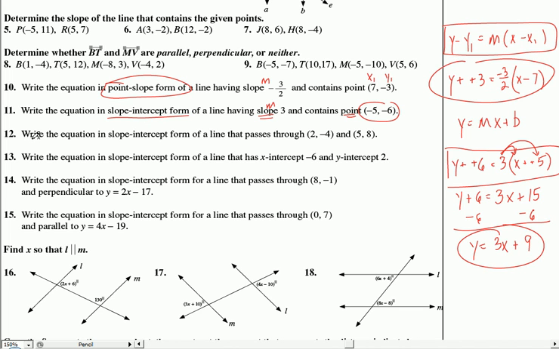Where are we? Right here. Now look at this one. Number 12 says, write the equation in slope-intercept form again. So again, it's y equals mx plus b of a line that passes through these 2 points. Now they give you 2 points here, and they don't give you the what? The slope. But what can we do? Yeah, you can actually find the slope, can't you?